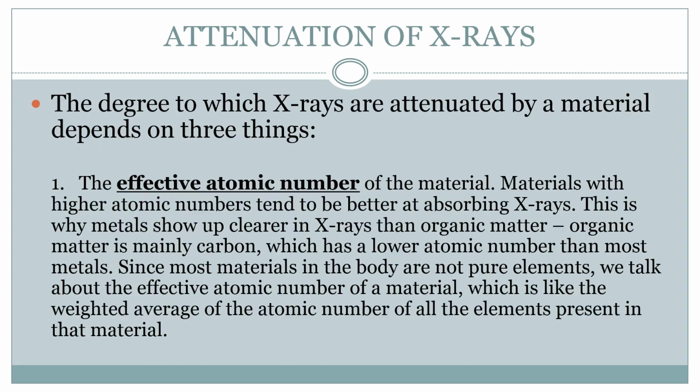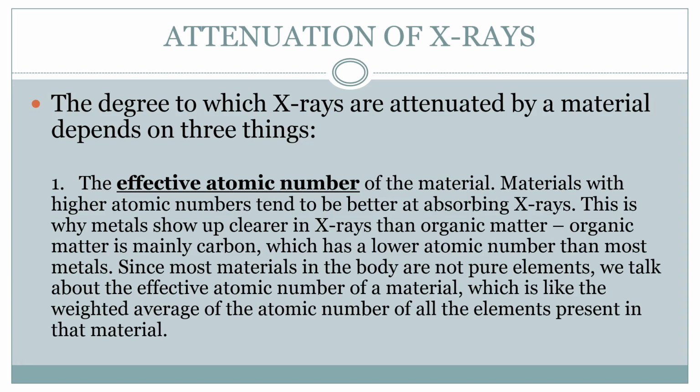And the last factor, and perhaps the most complicated one, is what we call the effective atomic number of the material. Now, for reasons that we don't have to go into at stage 2, materials that have higher atomic numbers will tend to be better at absorbing X-rays. So that's another reason why that metal Eiffel Tower in that X-ray image showed up much clearer, showed up much whiter in the image. The metal, I don't know what kind of metal it was, but the metals generally have higher atomic numbers than the kinds of elements you find making up organic matter.